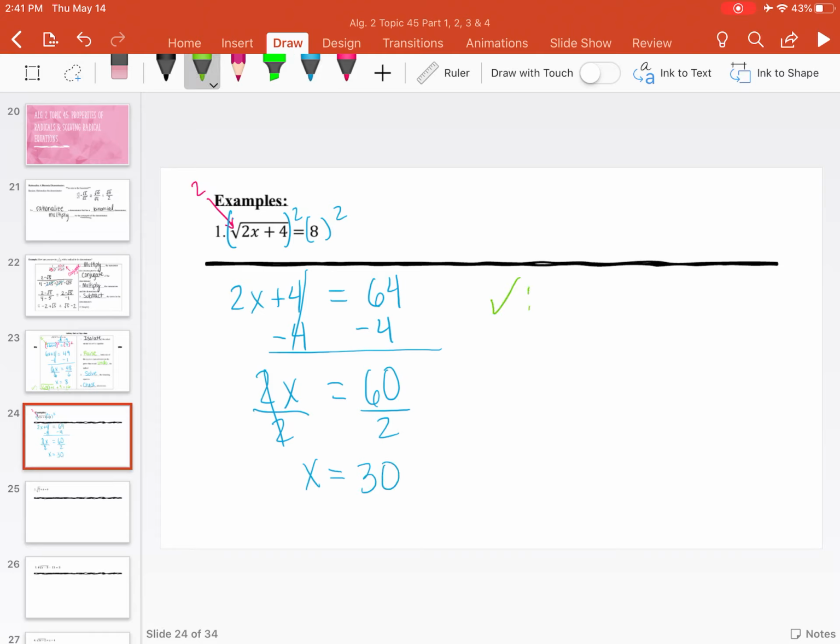For a quick check, the square root of 2 times 30 plus 4 should give us 8. 2 times 30 is 60. 60 plus 4 is 64. Square root of 64 is 8. Correct. Let's move on to the next example.